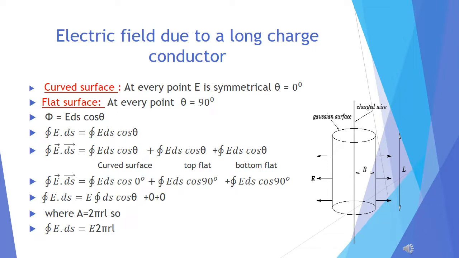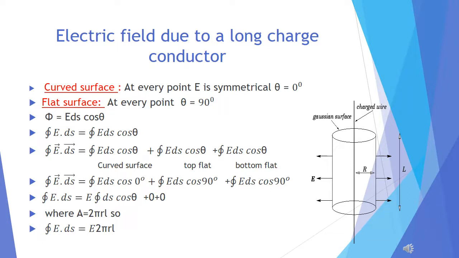This point of the surface is at a distance r. Because the distance is the same, the electric field is symmetrical. Whatever the electric field will be, it will be symmetrical at all the points. There is a surface area, and normal to it is its area vector dS, and the angle between the area vector and the electric field is called angle theta, which is 0 at the curved surface at all the points. So this is a perfect Gaussian surface.